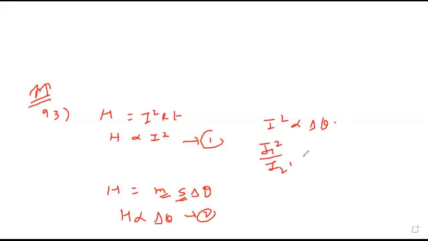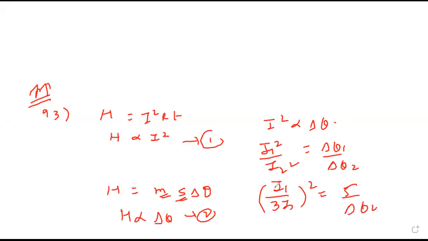So I1 square upon I2 square is rise in temperature in first case. Second case, current is I1, बाद में triple किया वो लोग ने, 3I. How much is first change in temperature? 5 degrees. Second, we want I1 cancel. 1 by 9 is 5 upon delta theta 2. Therefore delta theta 2 is 45 degrees Celsius.